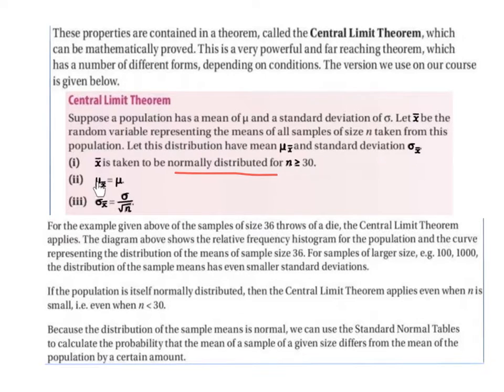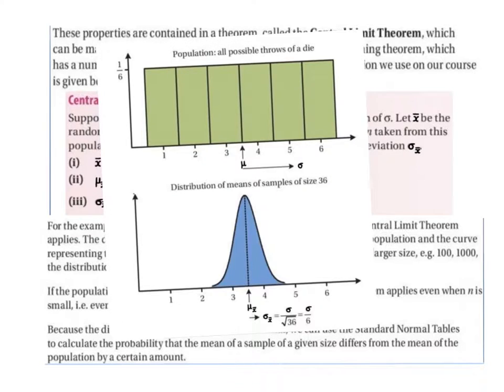So the mean of the distribution of the sample is equal to the mean, and the standard error of the mean is equal to the standard deviation divided by root n. For the example given above of the samples of size 36 throws of a die, the central limit theorem applies because 36 is greater than 30. The diagram above shows the relative frequency histogram for the population and the curve representing the distribution of the means of sample size 36. So a reminder again, here's our histogram and here's our curve.